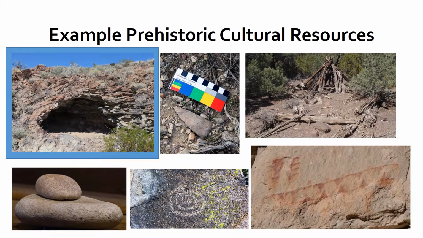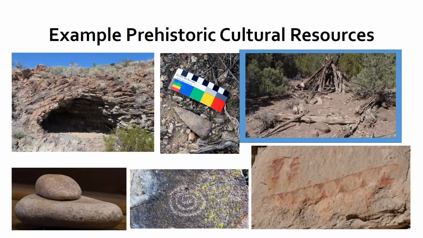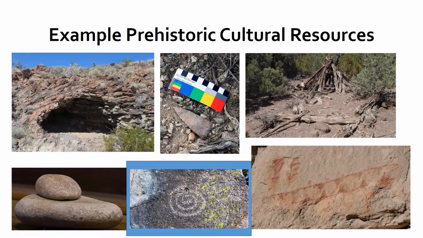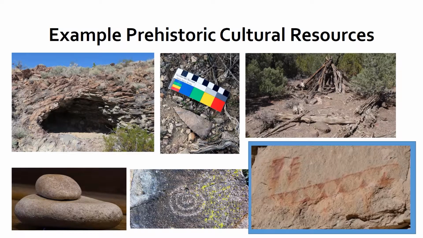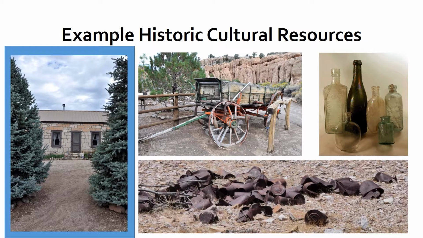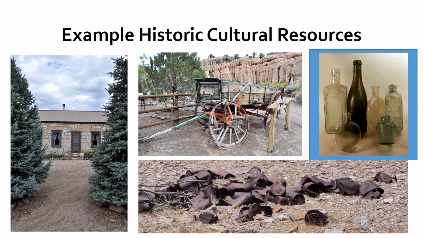Some examples of prehistoric resources are rock shelters, projectile points, also known as arrowheads, wickiups or other structures, grinding tools like this mano and metate, petroglyphs, and pictographs. Example historic cultural resources include stone cabins, wagons and other materials for farming and mining, historic glass bottles, and old tin cans.